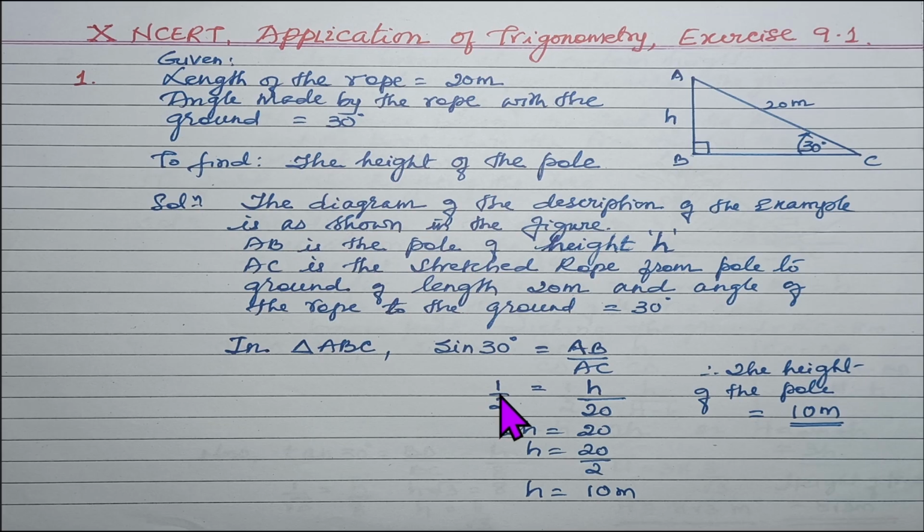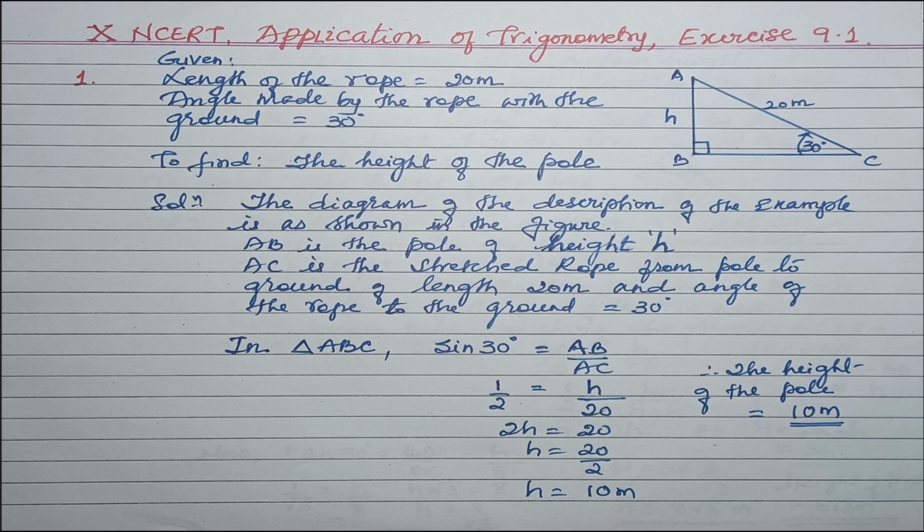and you know that sine 30 degrees is half. Please remember the specific angles value chart, and with the help of that chart, or make a chart yourself. I have already told you how to make a simple chart. Sine 30 degrees is half, and AB is h and AC is 20. So 2h is equal to 20, h is equal to 20 by 2, h is equal to 10 meters. The height of the pole is therefore 10 meters.